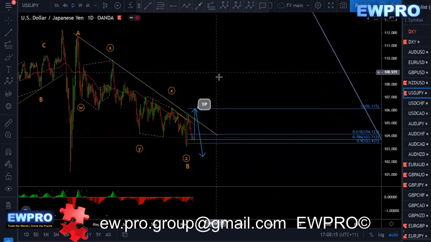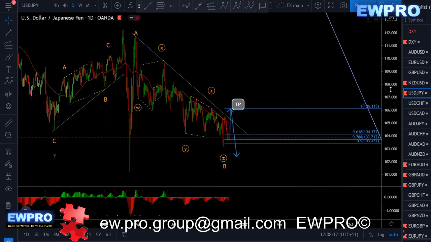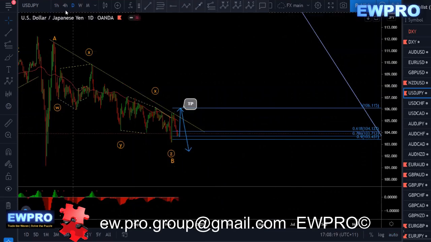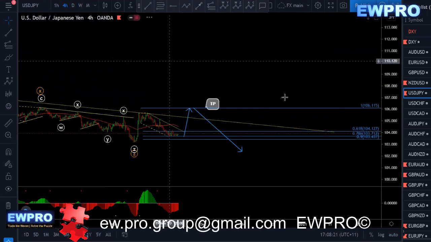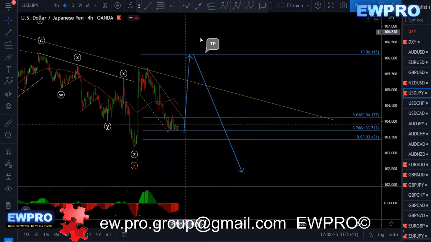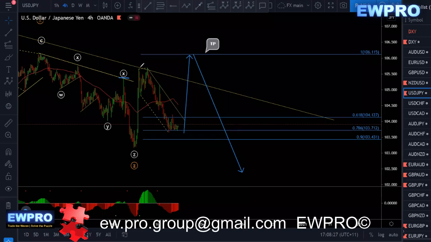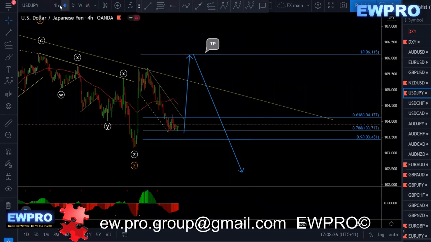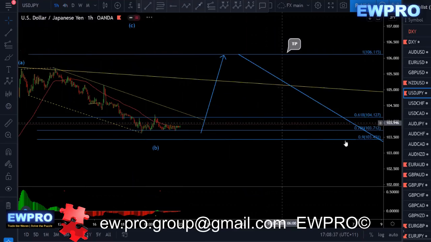We have the Z down. H4, we got that higher high. So I'm only looking for buys. I'm looking at all this as correction. Now, is this correction over? We'll go and have a look on the H1.